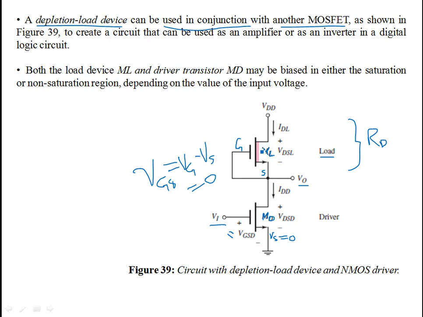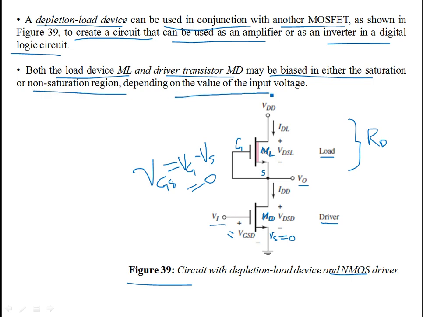So with the depletion type MOSFET, we are using another MOSFET, which is enhancement type, and both driver and load are NMOS devices. As shown in figure 39, we are going to use this circuit. They're going to use this nonlinear RD resistor with an NMOS enhancement device, which can be used as an amplifier or as an inverter in a digital logic circuit. Both the load and the driver transistors can be biased in the saturation or in the non-saturation region depending on the value of the input voltage.